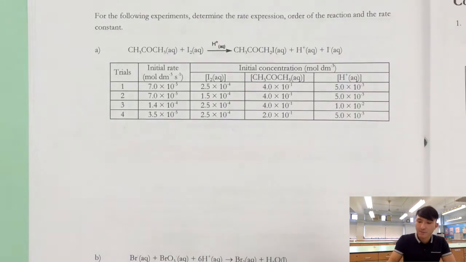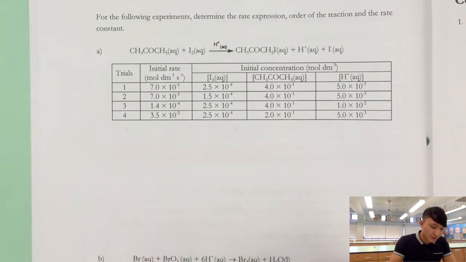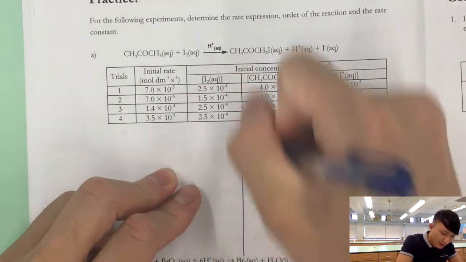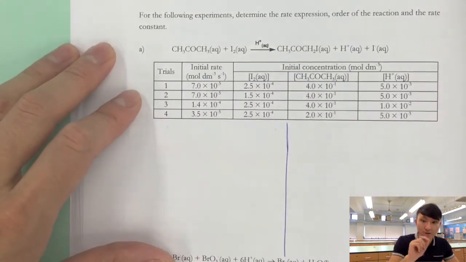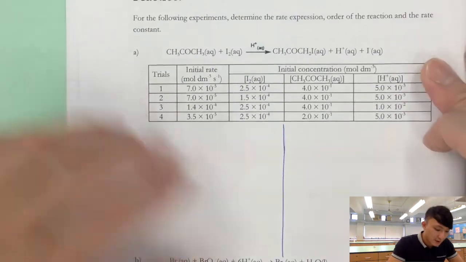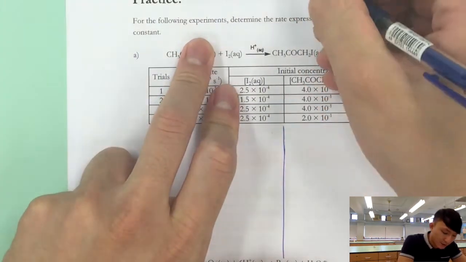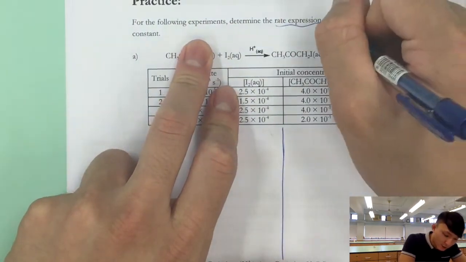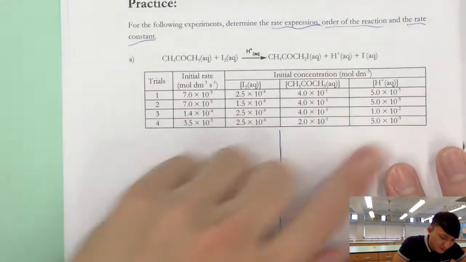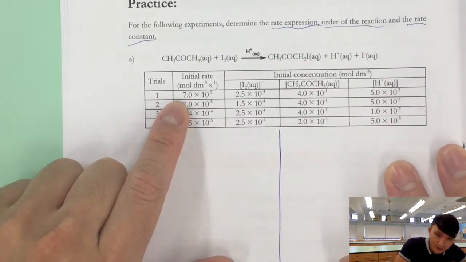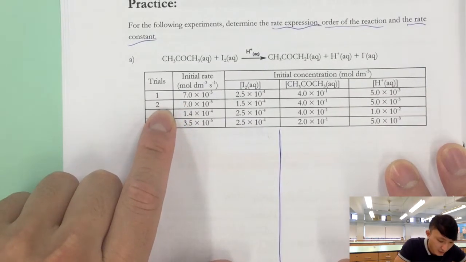Okay, I will try to use both methods. For each method, it may take quite a lot of space, so it would be best if you write a little bit smaller. Here, we have a couple of things to do: rate expression, order of reaction, rate constant. So 3 things. Now, first of all, I use the first method, so I want to compare trials.